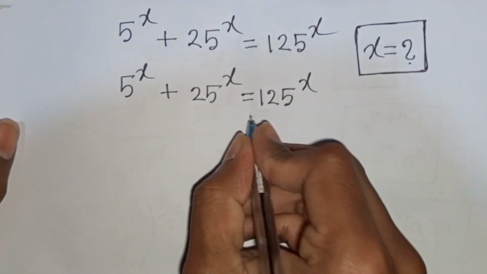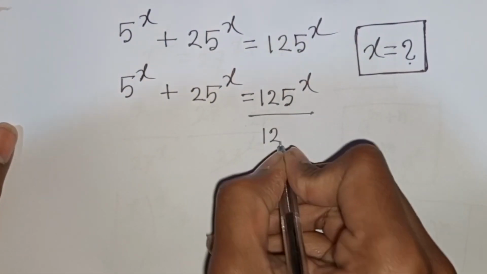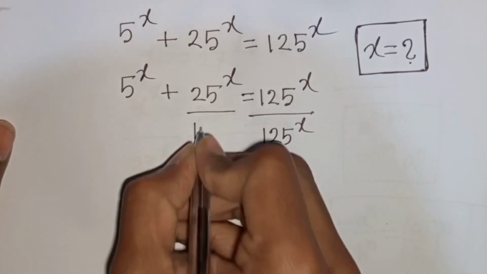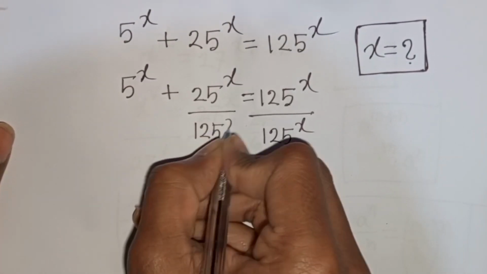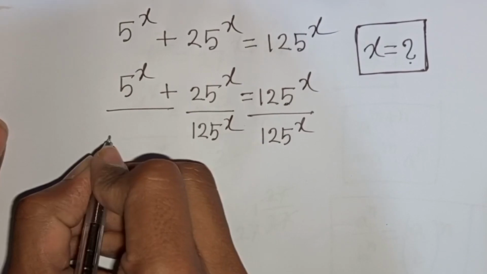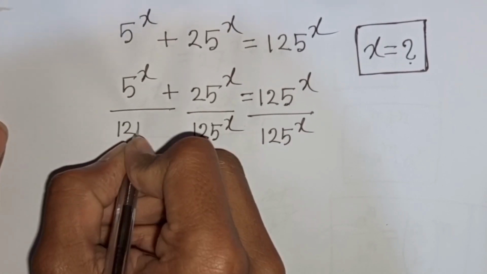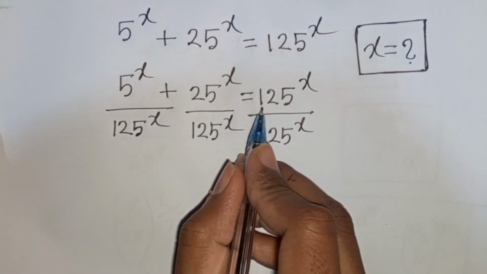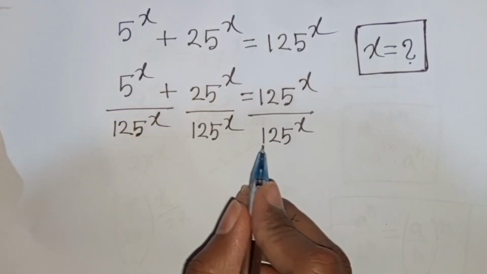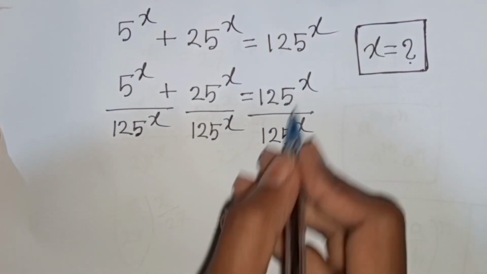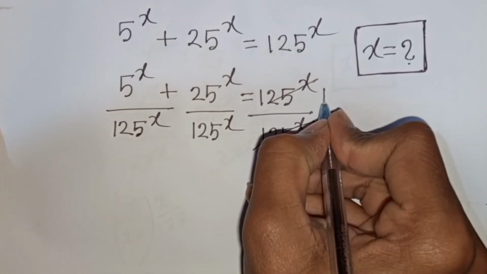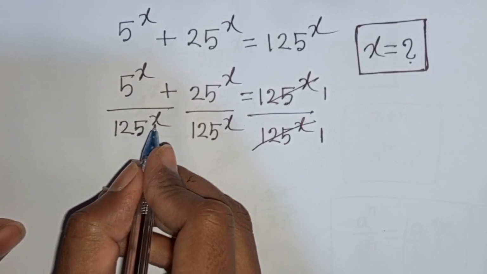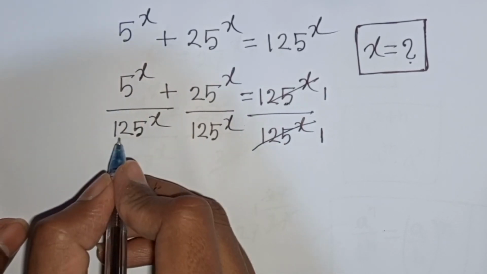So divided by 125 power x. Now we see this 125 power x, this 125 power x will be cancelled. So here on, here on. Now from here we see x, same power but different base.